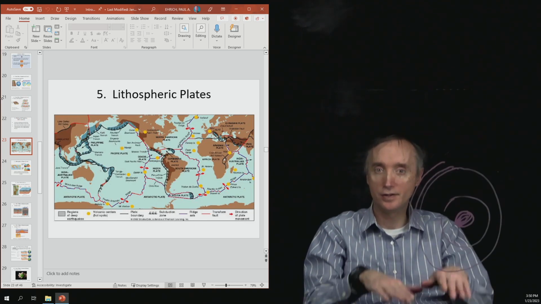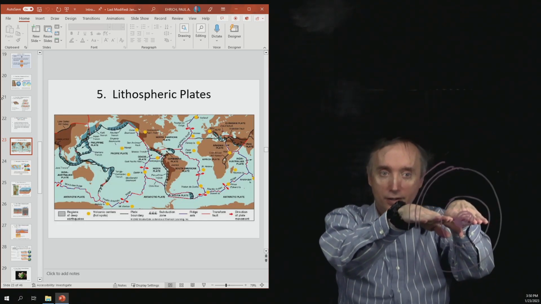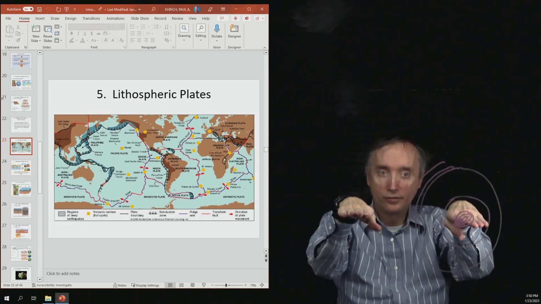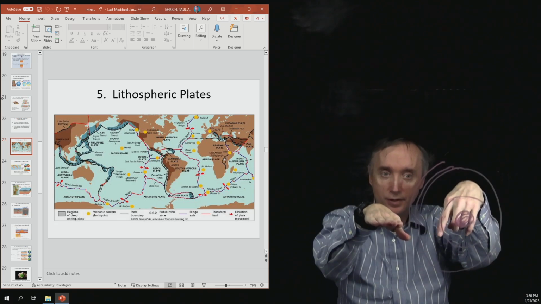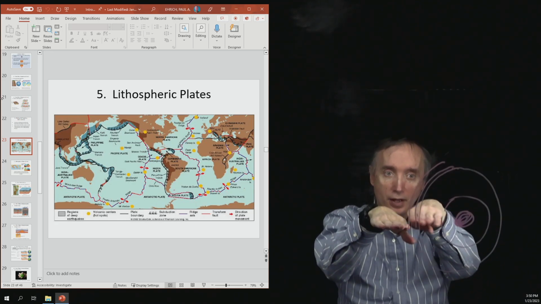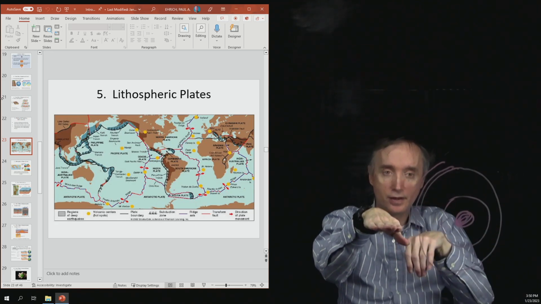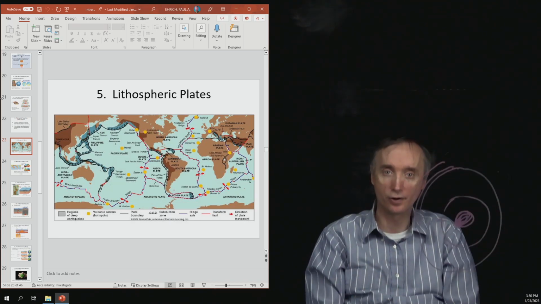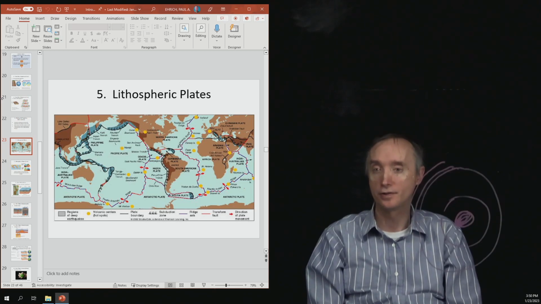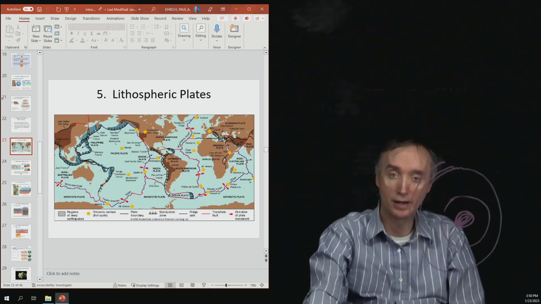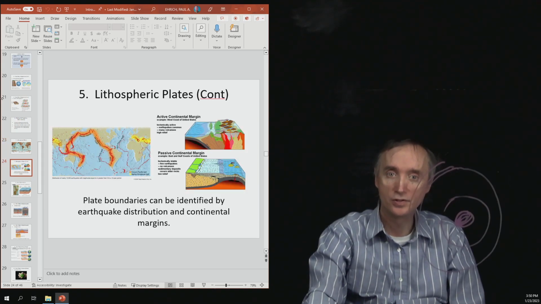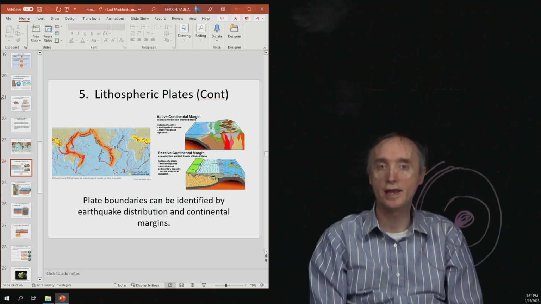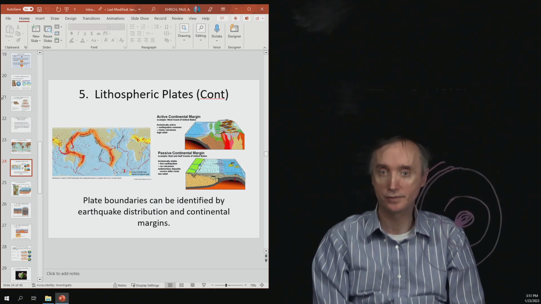But the idea is that the North American plate is moving away from that spreading center, and so this part of the plate is not running into anything, so it's very passive. There's not a lot of earthquakes associated with it. There's not a lot of mountain building associated with it, so that's called a passive plate boundary. So that's how we locate the edges of these plates.